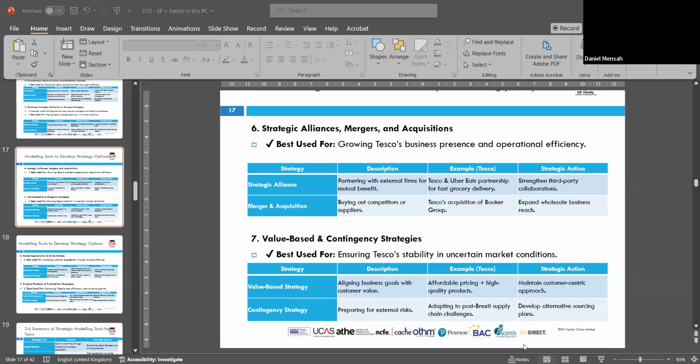In the case of a merger, two companies combine to form a new, single organization. Exxon merged with Mobil to create one of the largest oil companies in the world. In the case of an acquisition, one company is bought by another to gain control or resources. Microsoft acquired LinkedIn to enhance its business on networking and professional services. So the next one is value-based and contingency strategies.